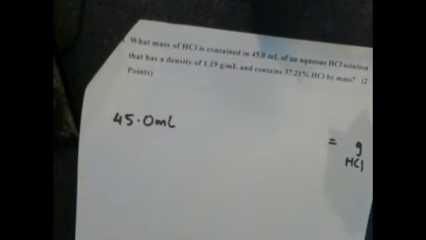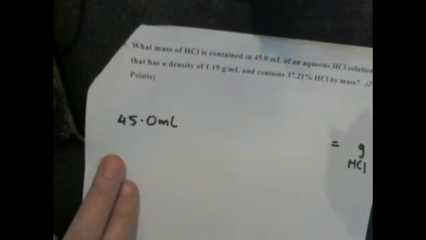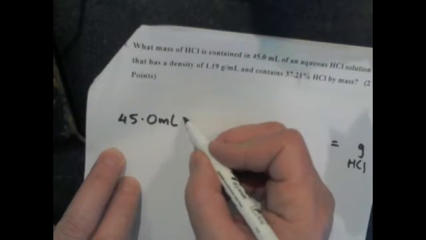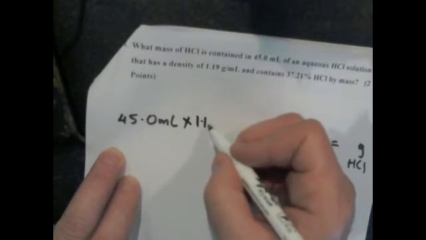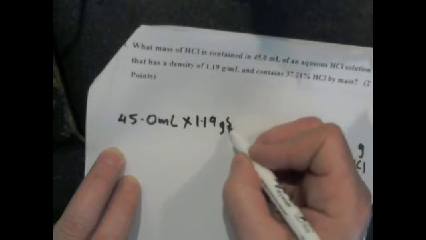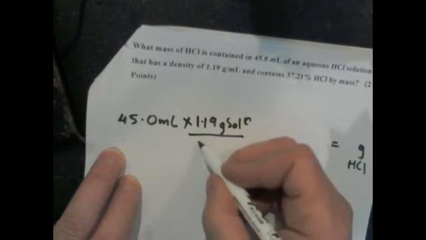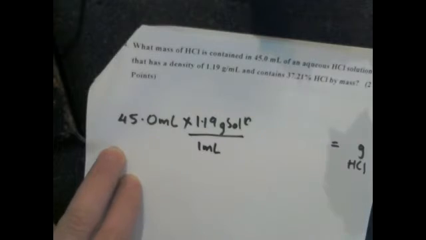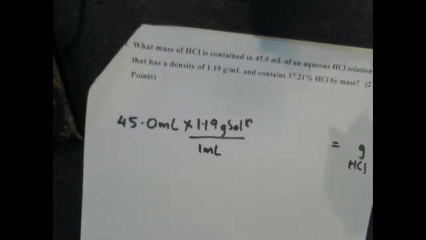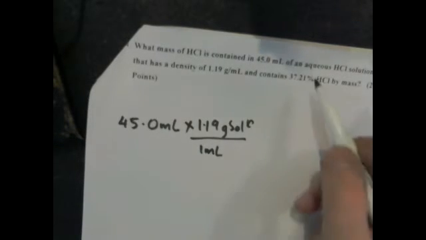Okay, so 45 mL of the solution, we know that the solution has a density. You get 1.19 grams of the solution for every 1 milliliter. So that's the first part. But that would only give me the grams of the solution. What I want is the grams of the hydrogen chloride.